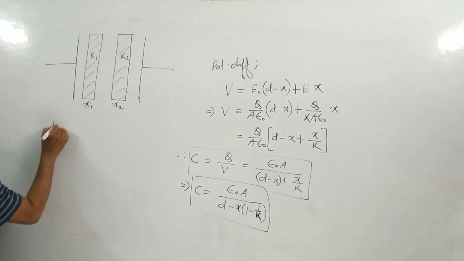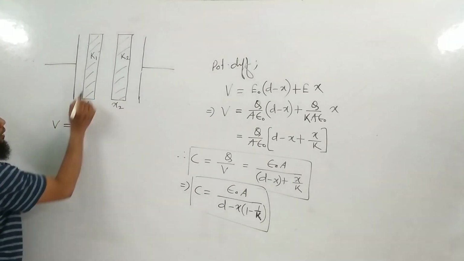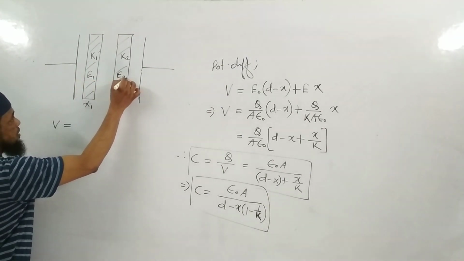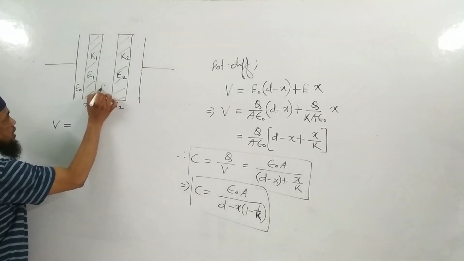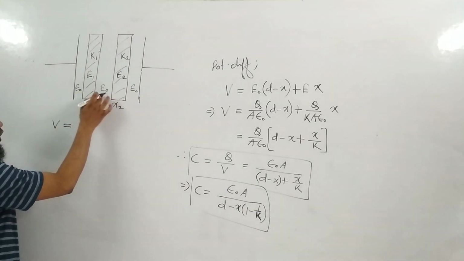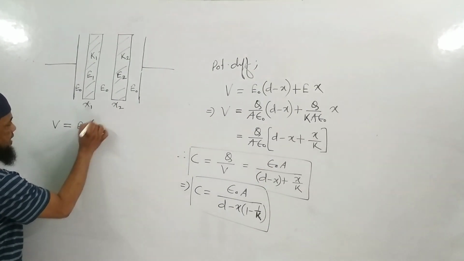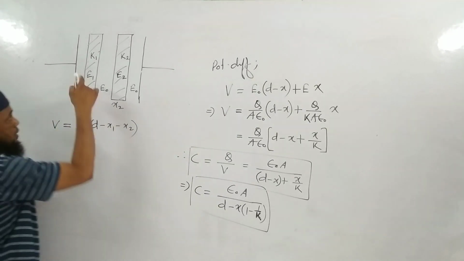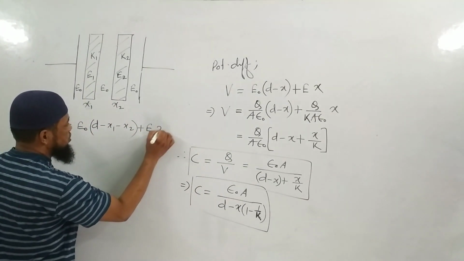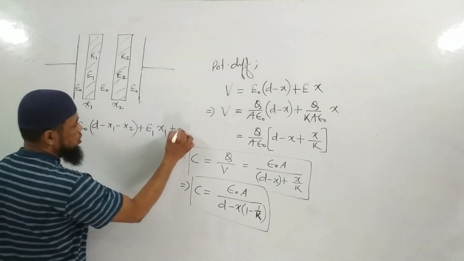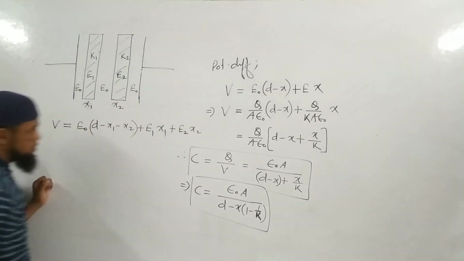So what will be the total potential difference now? Let me call this electric field E1. This electric field is E2. And in this region, electric field is E0. So electric field E0 exists over a region D minus X1 minus X2. E1 exists over a thickness of X1. And E2 exists over a region of X2.